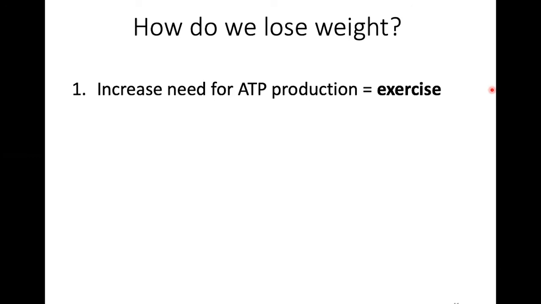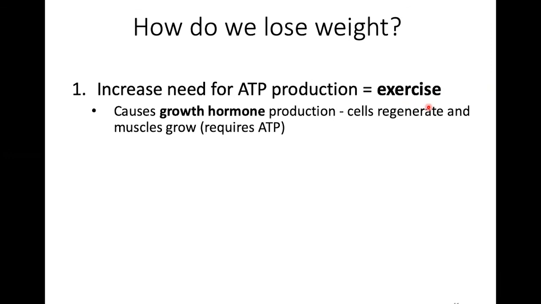Now, there's a number of things that we can do to increase our total metabolic rate. And one of the big ones is exercise, right? You're increasing the demand that your body is going to have for energy to be able to produce all of those muscle contractions. Exercise is also going to cause growth hormone production from the anterior pituitary gland.